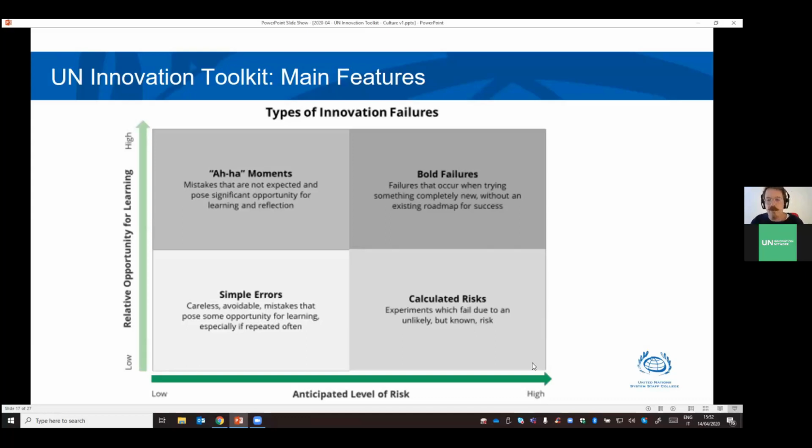And then if we have a high anticipated level of risk, where there is really a great opportunity for learning, is these bold failures that occur when trying something completely new without an existing roadmap for success. And this is where failure is perhaps a little bit more expected, but then also when we're planning this, we need to understand where are we going to check in on this so that we can analyze success or failure.